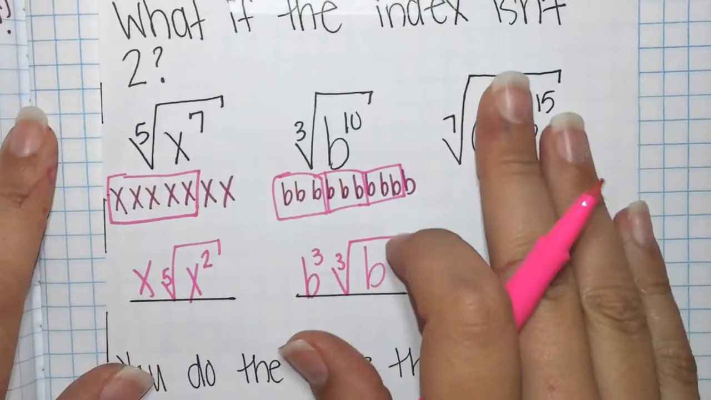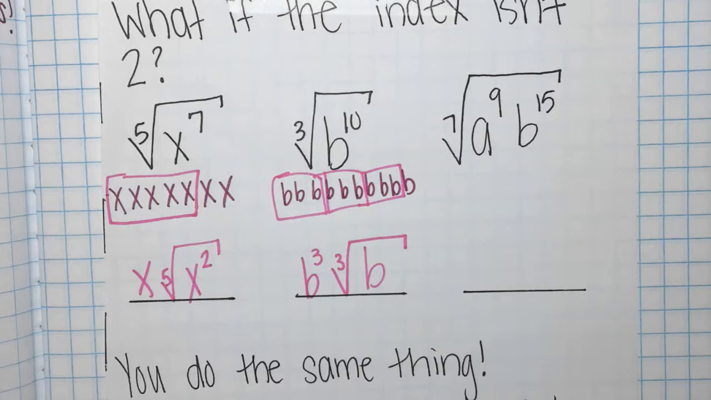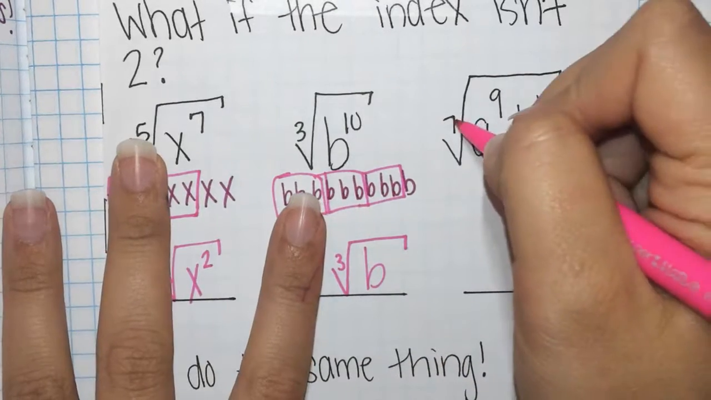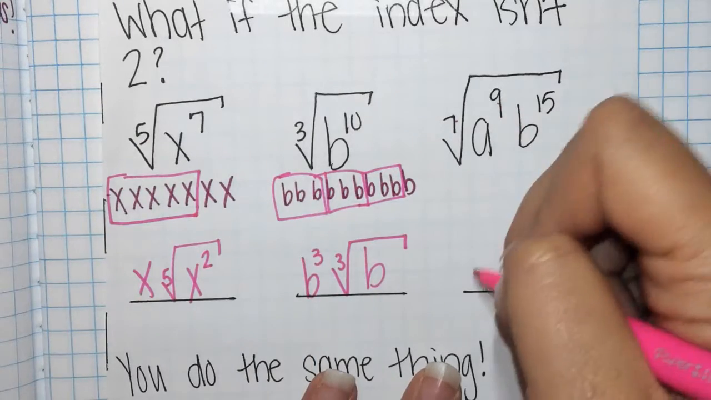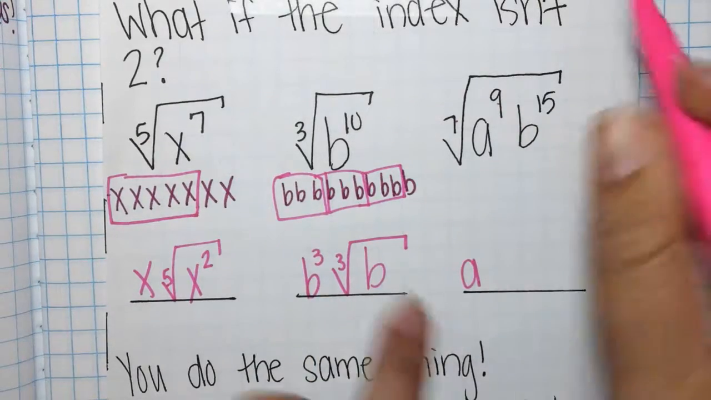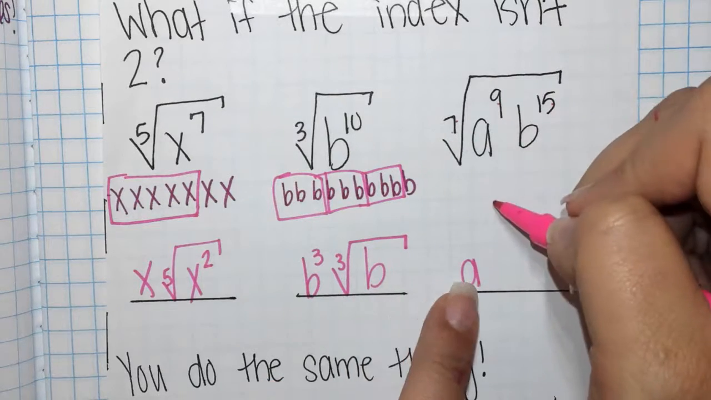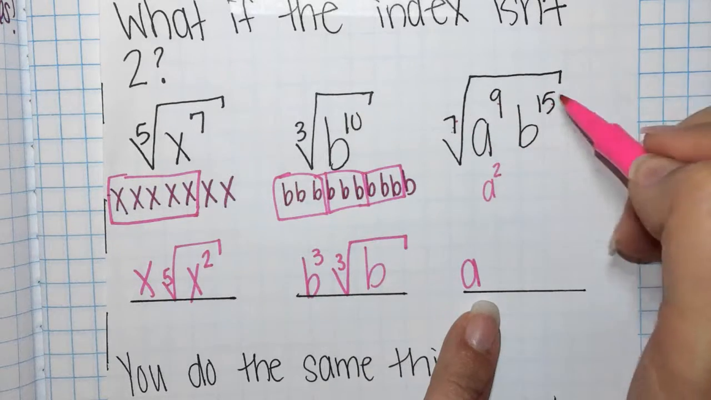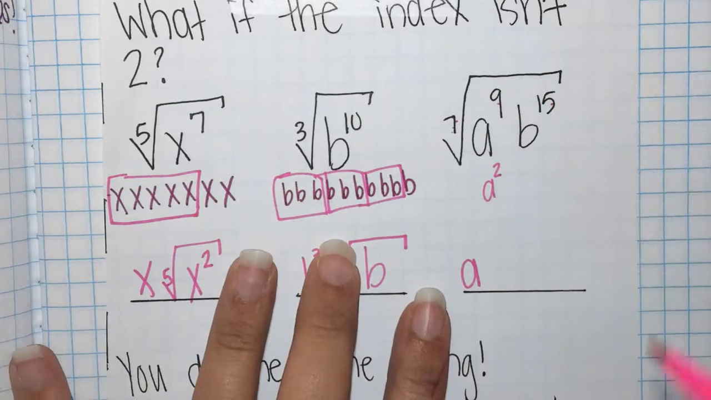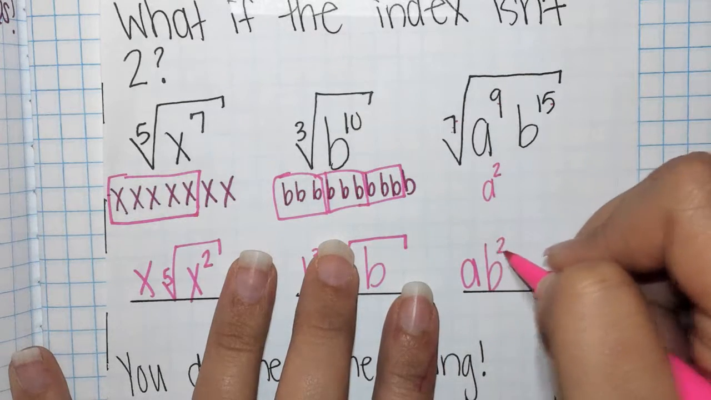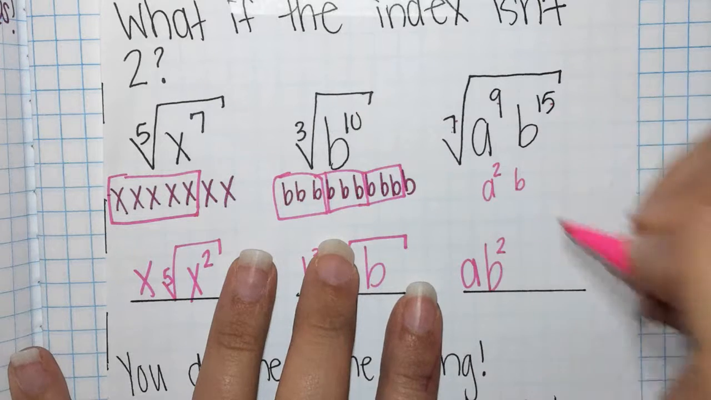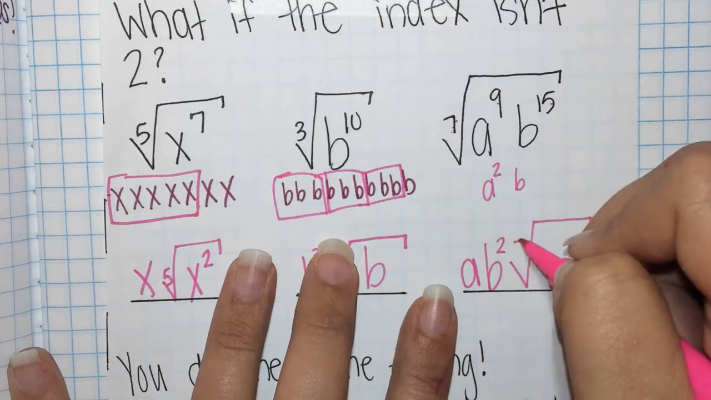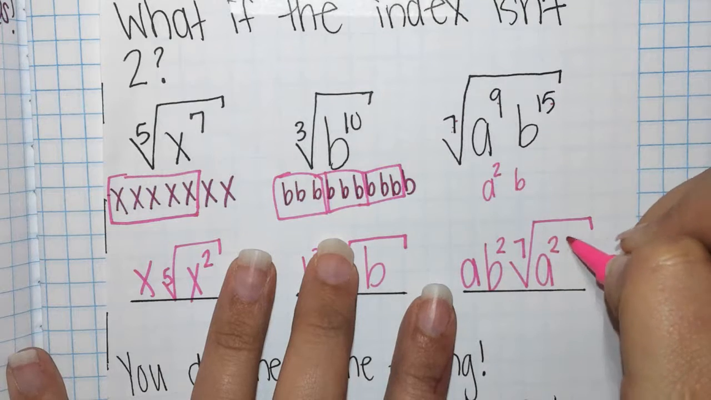Now, what's different about this one right here? There's 2 variables, but do you still do it the same way? You do. So 7 goes into 9 how many times? 1. Okay. 7 goes into 9 with how many left over? With 2 left over. Yep. All right. 7 goes into 15 how many times? 2 times. With how many left over? 1. So then left inside will be a squared b.